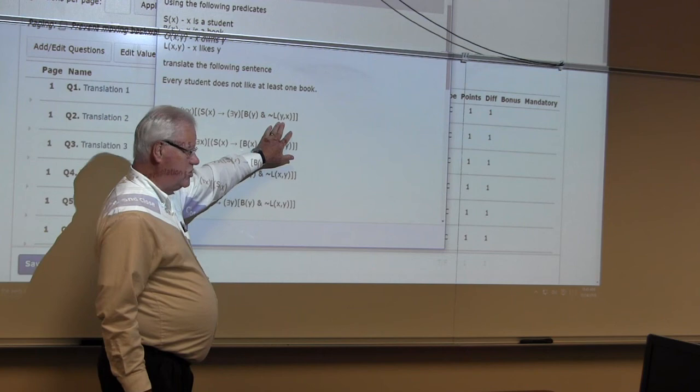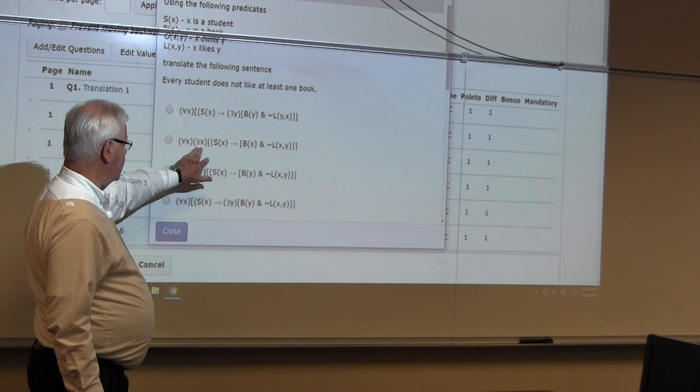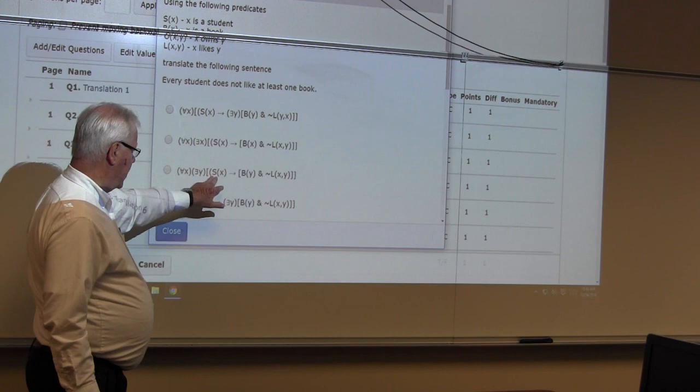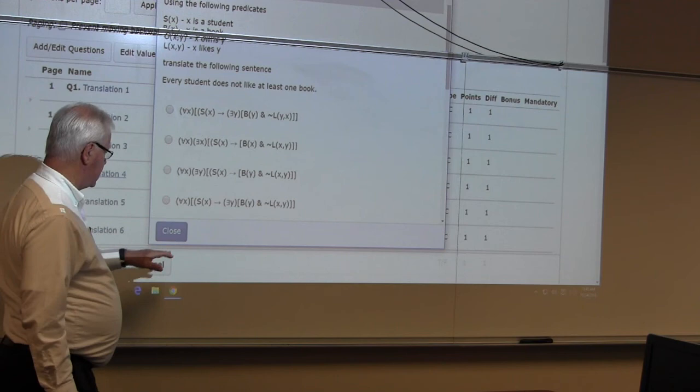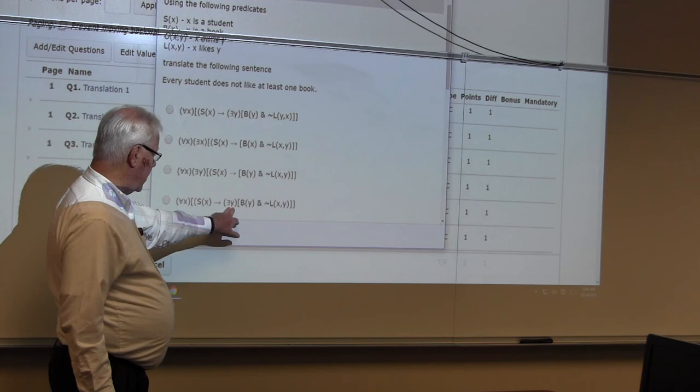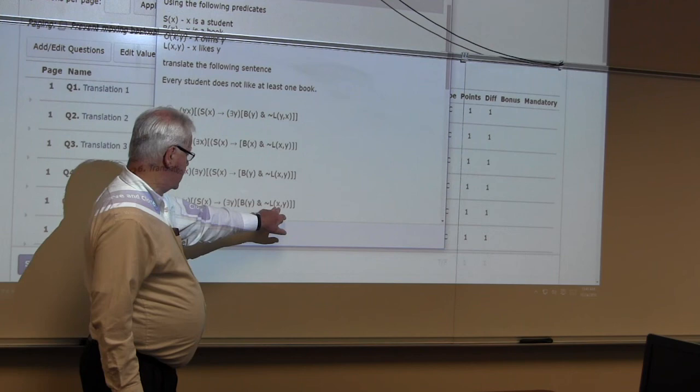For all X, there exists a Y. There's that double X thing again. For all X, there exists a Y, where X is a student, implies Y is a book, and the student doesn't like the book. That sounds somewhat reasonable, but let's see what this one says. For all X, where X is a student, implies there exists a Y, where Y is a book, and the student doesn't like the book.